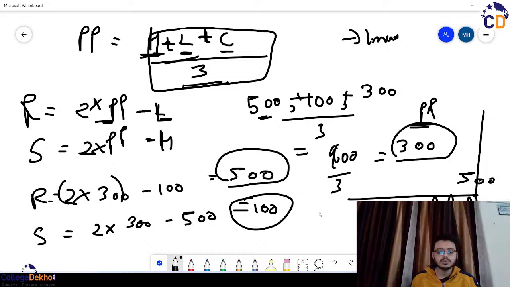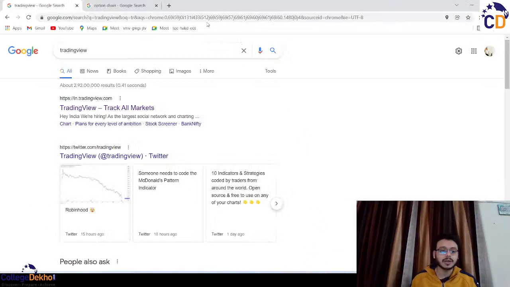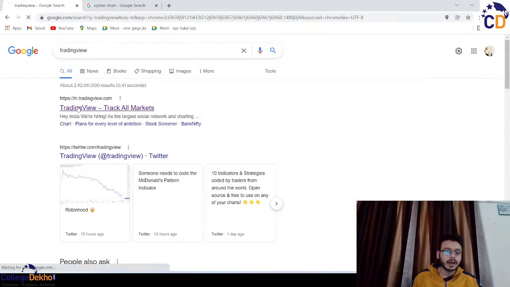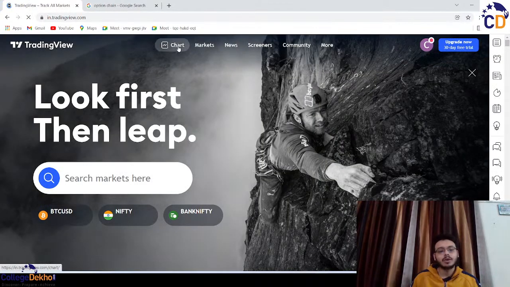ठीक है. So let's try to understand in a real life scenario. So that is TradingView. Okay, you can just type it on Google, TradingView, and click on the first option and click on charts.